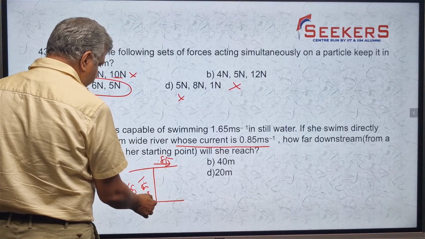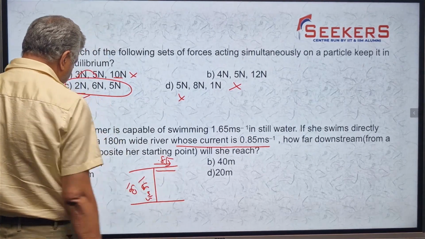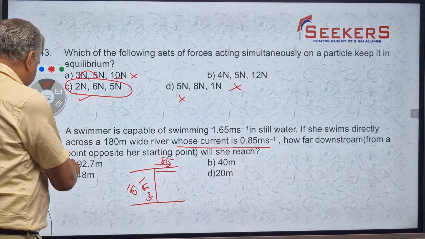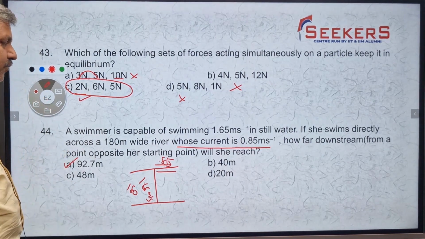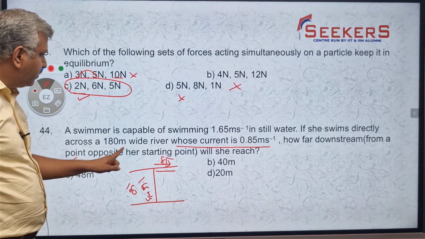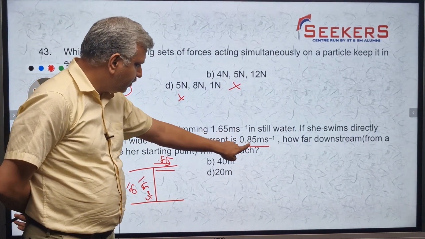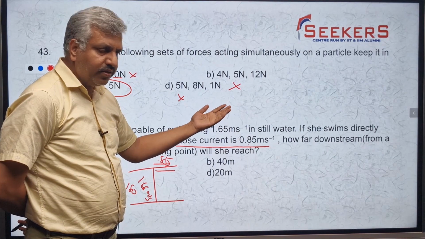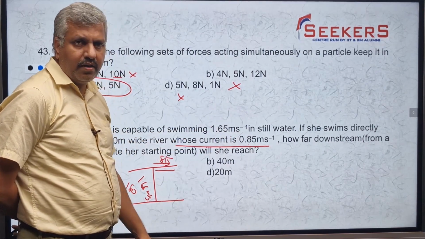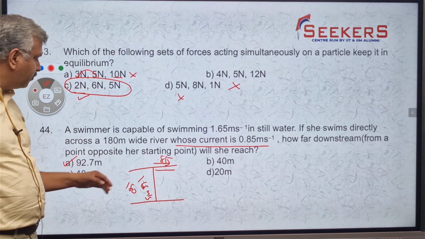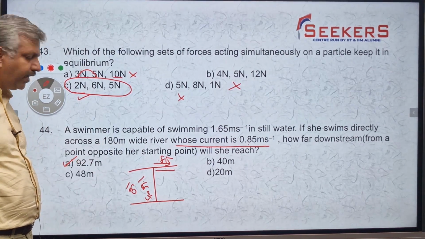So obviously if this is 1.85, this distance traveled would be close to 90. So which of the options is close to 90? Only option A is close to 90. So I don't have to really do it. By inspection, I can say this velocity is a little more than half of this velocity. So the distance traveled will be a little more than half. So half of 180 is 90, a little more than 90 is 92.7.